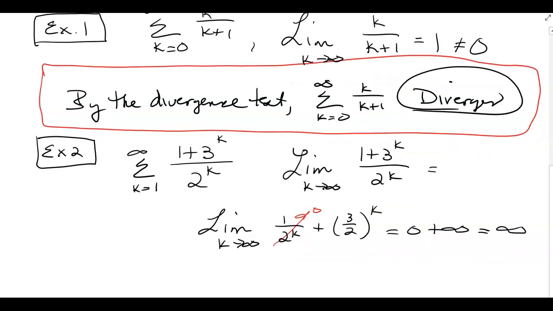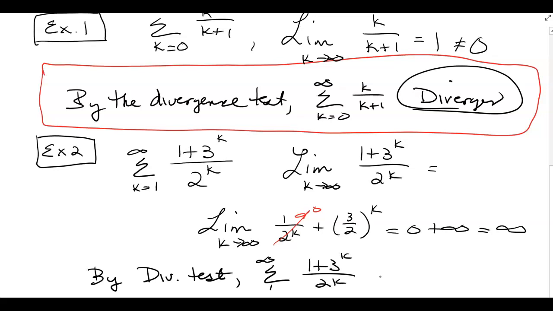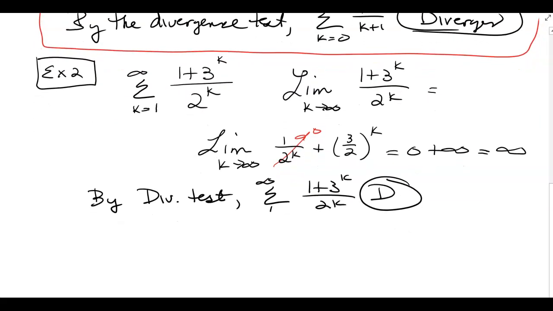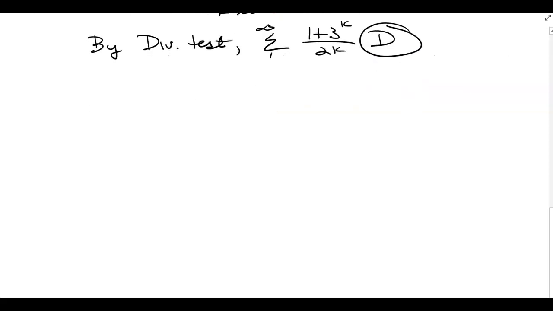So our divergence test works, and we can conclude that by divergence test, our series from 1 to infinity of (1 + 3^k) over 2^k diverges. Okay? So we're going to circle back. And this is a great test to start with because you're done. You don't have to go any further. The problem is when it does equal 0. So let's take a look at a couple examples that will then lead us into our next video.